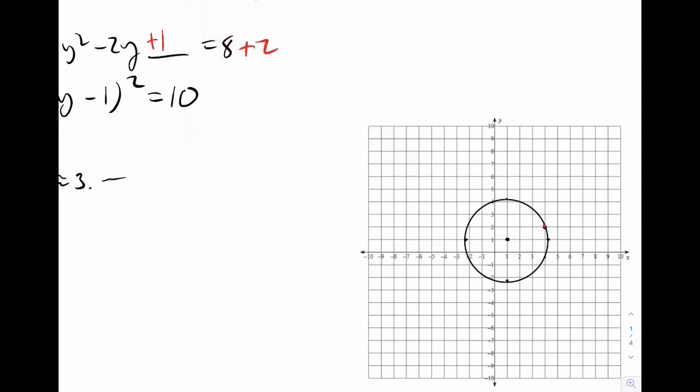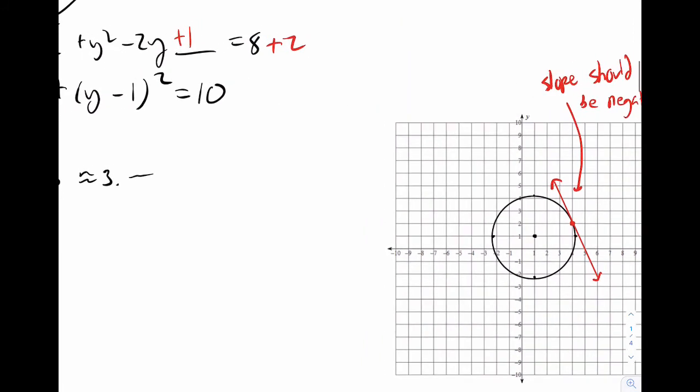So our given point is (4, 2). We're looking for the tangent line, so we're looking for something like this. And the tangent line is helpful because if you draw this picture, we're expecting this slope to be negative. So if you get a positive answer, then you know you did something wrong. So the picture is always good to visualize what's happening. Okay, so same steps as before.